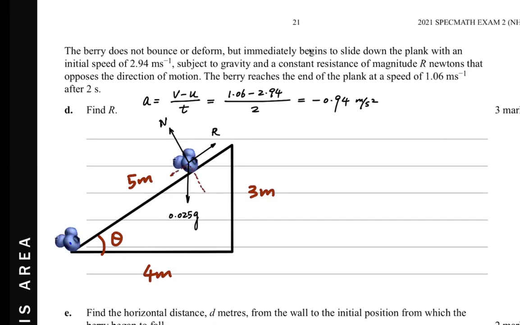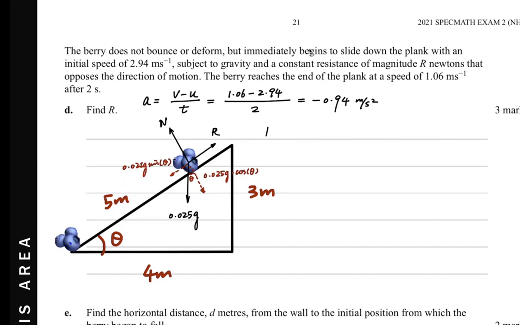Now I'm decomposing the gravitational force. This is theta. This is 0.025 G times cosine theta. And this is 0.025 G times sine theta, the parallel component of the gravitational force.